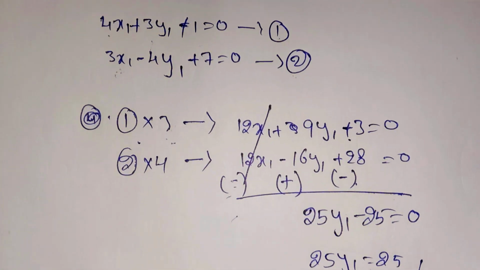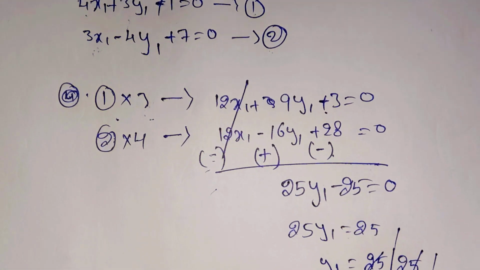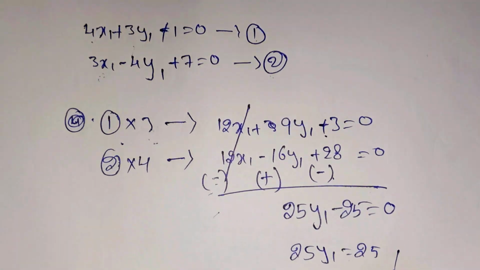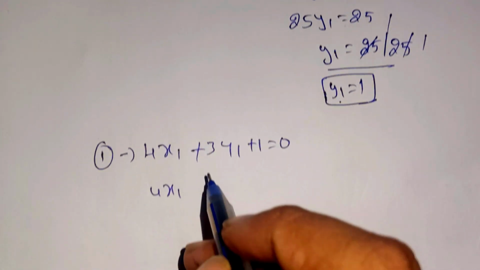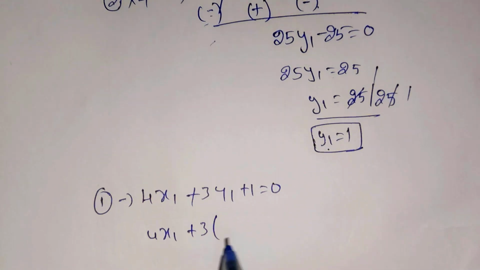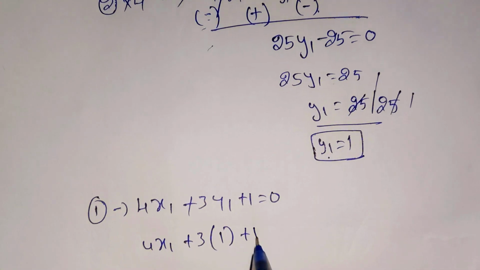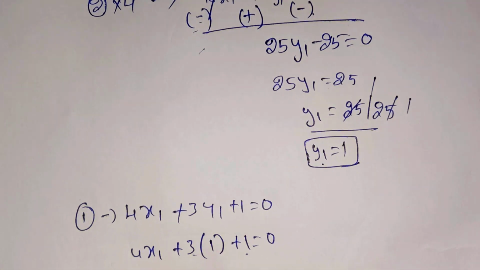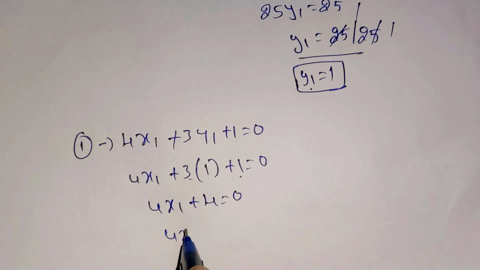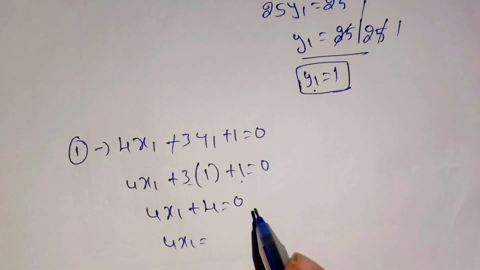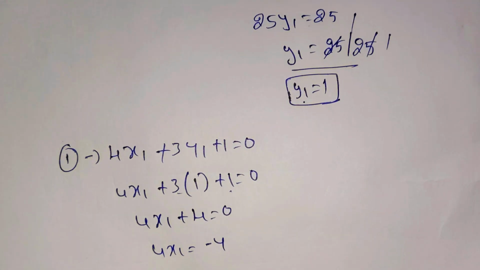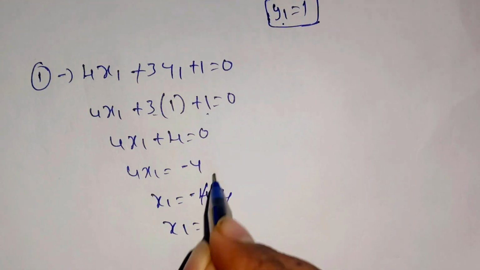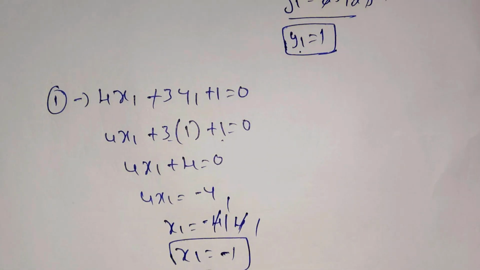What is equation number 1 here? 4x1 plus 3y1 plus 1 equal to 0. 4x1 plus 3 into, what is the y1 value we have? 1. 3 ones are 3, plus 1 equal to 0. 4x1 plus 3 plus 1, that is 4, equal to 0. 4x1 plus 4, the 4 goes to the right side of the equation, and we get minus 4. x1 equal to minus 4 by 4. x1 equal to 4 ones are 4, so minus 1.